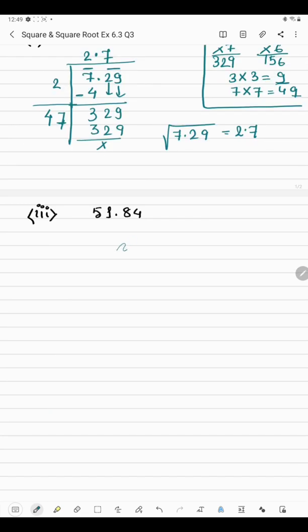Now in the third part we have 51.84. At first we'll put a bar here. Then we will have to take the square number. 6 6s are 36, 7 7s are 49, and 8 8s are 64. 64 is greater than 51. So we'll take 7 7s are 49. So 51 minus 49 is 2. So this point will be shifted here. Now this 8 and 4 will come down, so it will become 284.